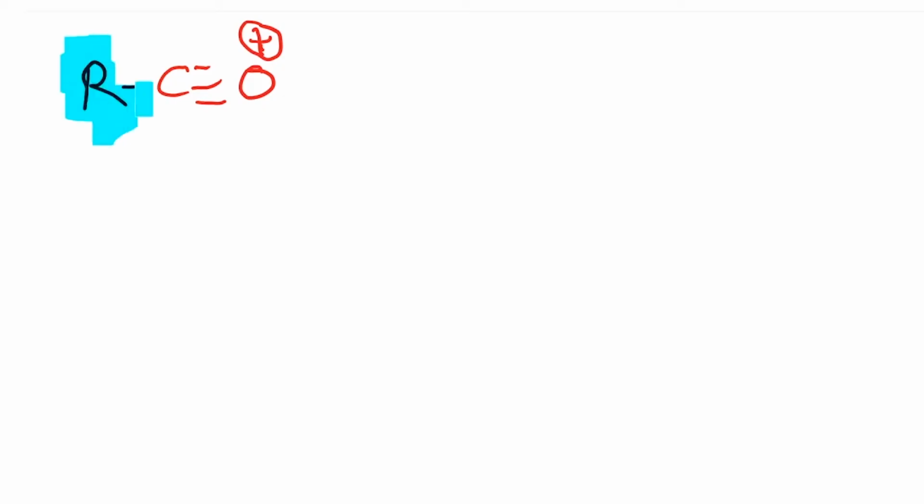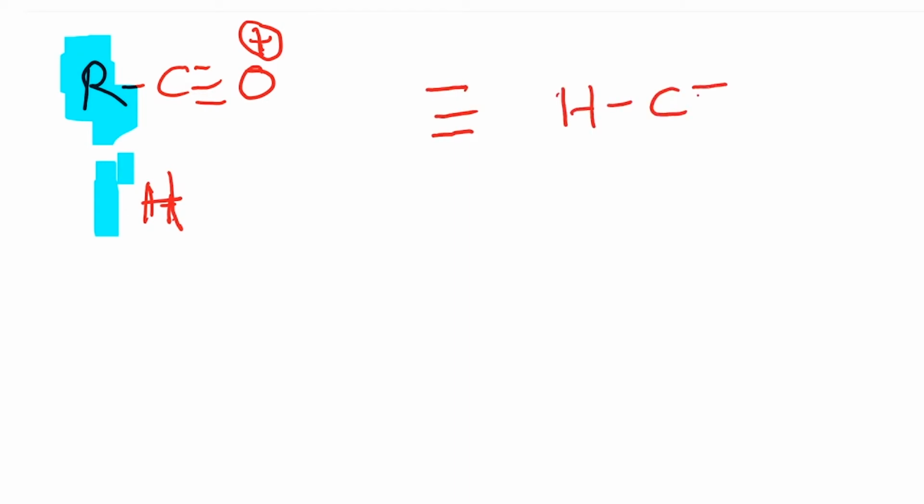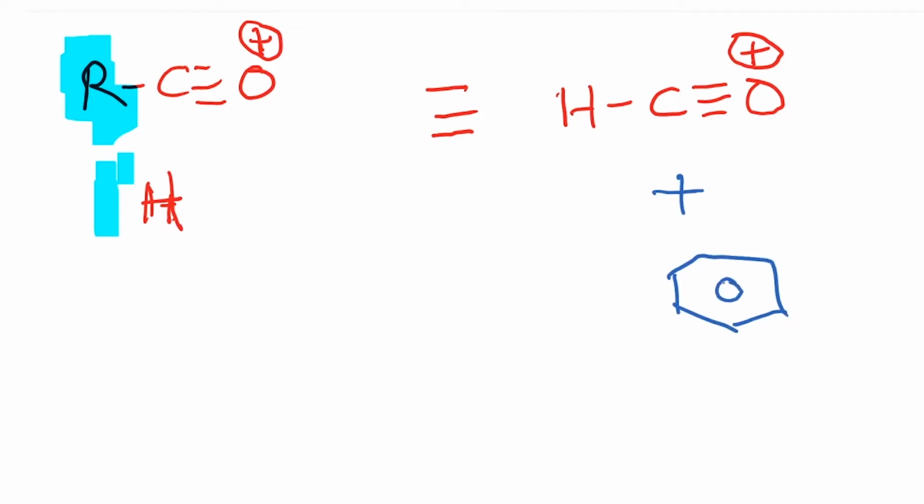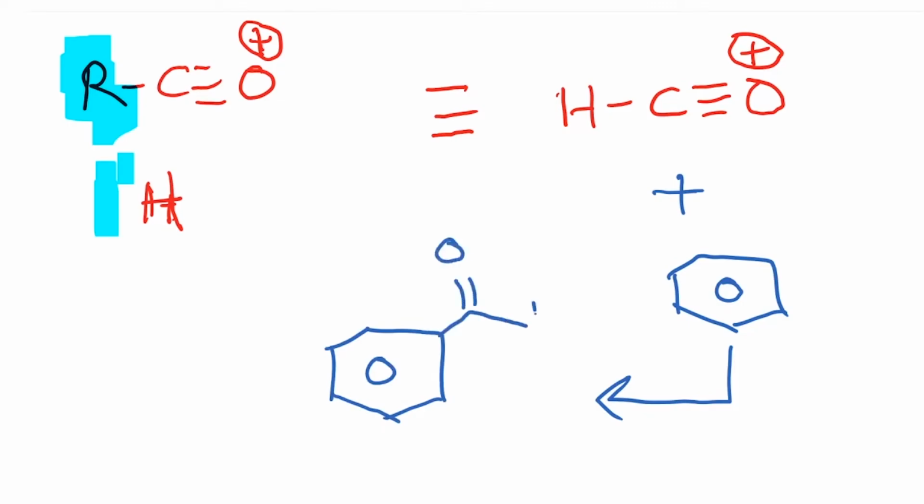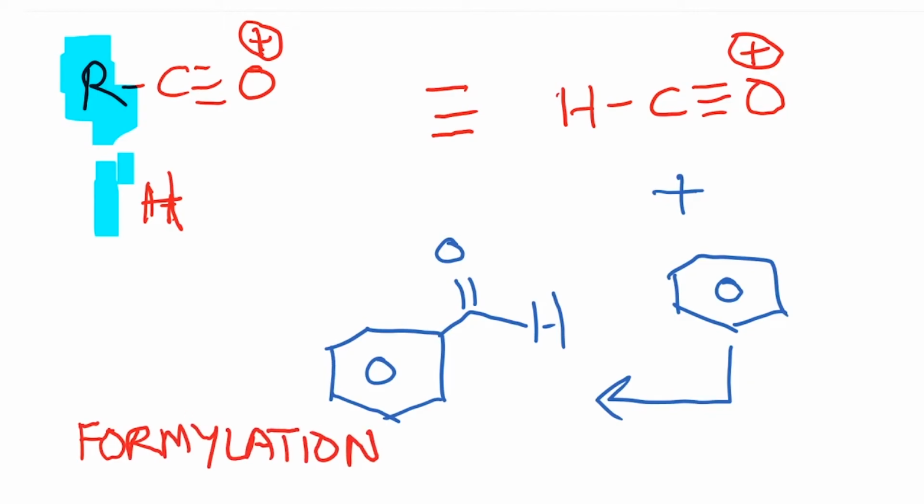if I replace this with hydrogen, you would generate an intermediate such as HC triple bond O plus, and this reacts with benzene. The product you would eventually get continues to be Friedel-Crafts acylation, except that you will get benzaldehyde. So this reaction can be conducted. This reaction is known as a formylation reaction. I'm just going to write it down so that you understand this. Formylation. It's called a formylation reaction.